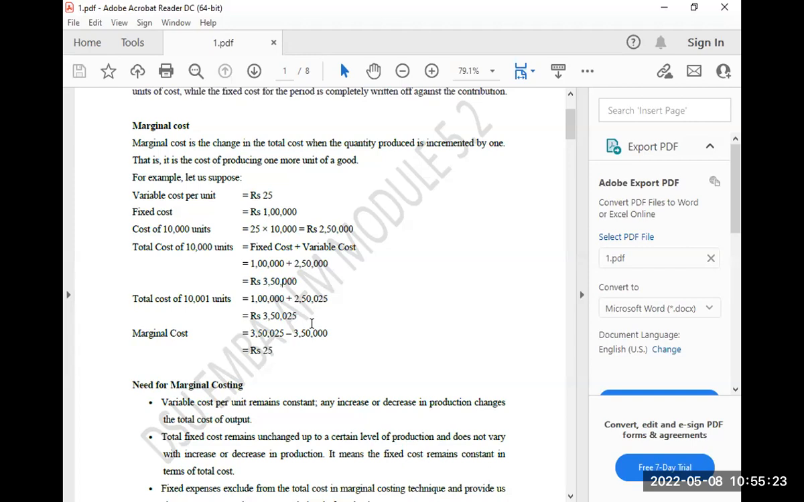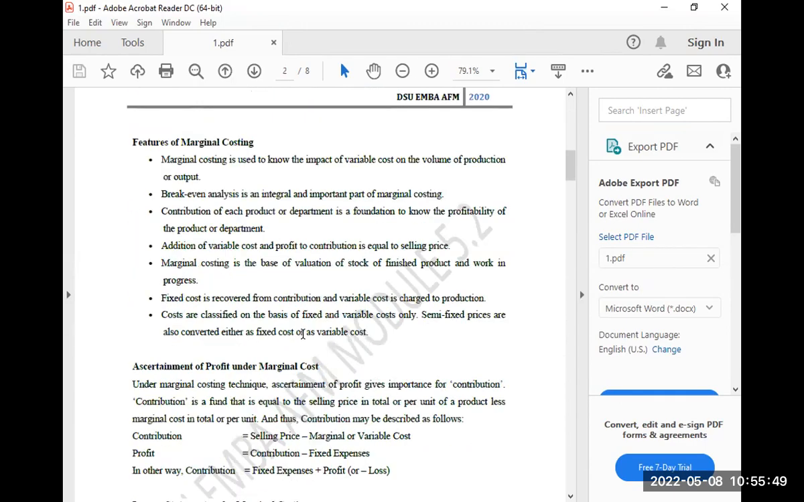The 25 is called marginal cost or variable cost. Marginal and variable, both are one and the same. Marginal costing. Incremental cost, marginal cost, or variable cost are one and the same. Okay. So having understood this, come to the statement in which we can find out the profit or loss.